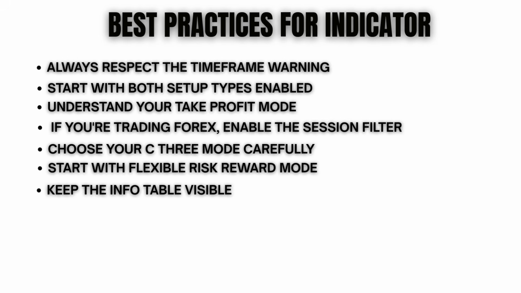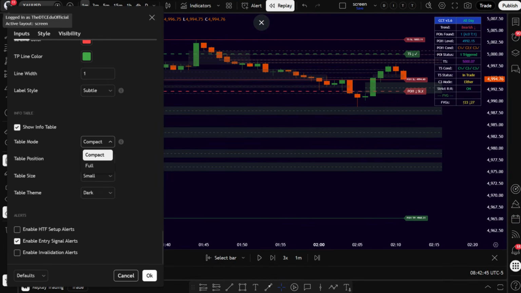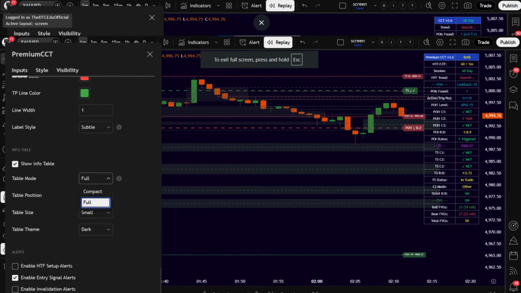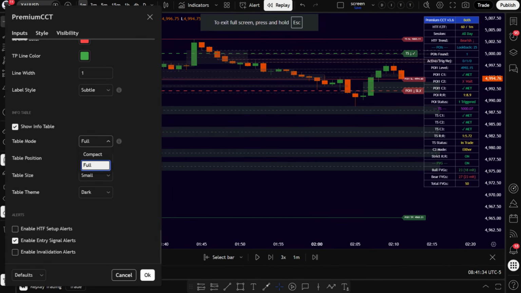Seventh, keep the info table visible. Use compact mode if you have a small screen. Use full mode when you're learning because it shows every detail. The table is your real-time guide to what's happening.